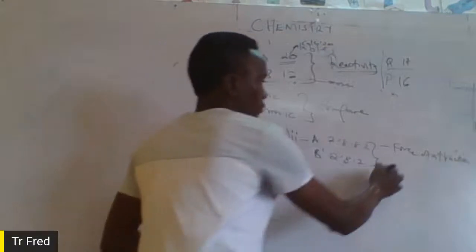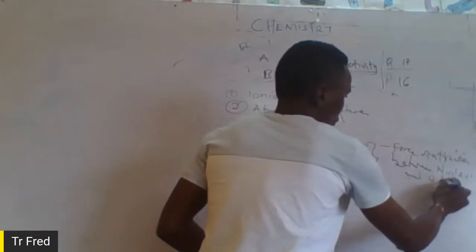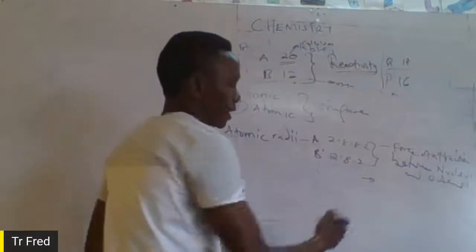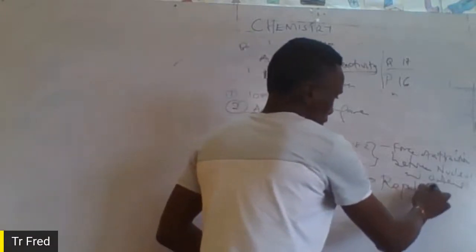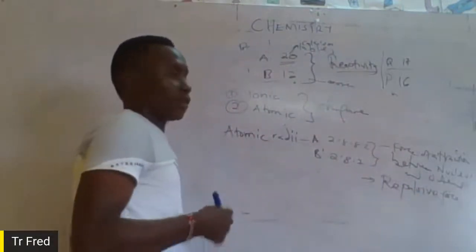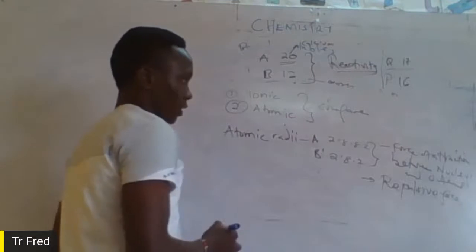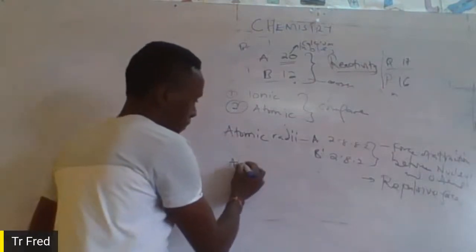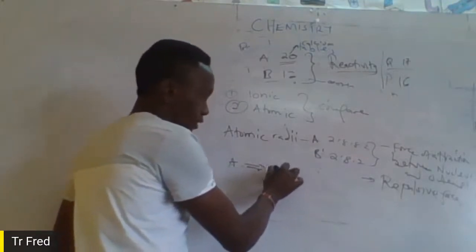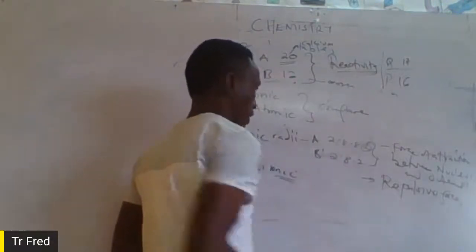Force of attraction between the nucleus and outermost electrons. There is another factor which should be considered, and this one is known as the repulsive forces, the repulsive forces between the incoming electrons and the already existing ones, so that you can know the ionic and the atomic radius. So we compare the atomic radius of A to its ionic radius. Remember, the ionic radius will be one energy level less because it has lost its outermost electrons.